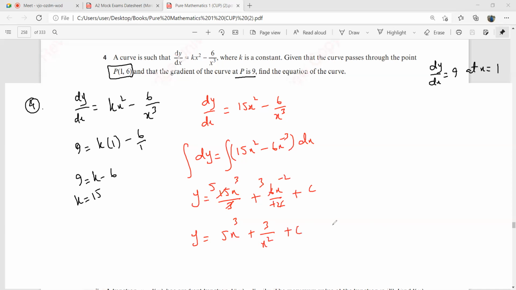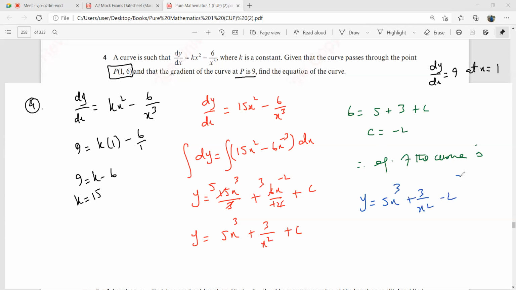Okay. So now we put this point on the whole into this so that we can get to that value of c. So your y is 6 and your x is 1. This is 5 plus 3 plus c. So c is going to be minus 2. Finally, the equation of the curve is going to be y equals 5x cubed plus 3 over x squared minus 2. That is your equation of the curve.